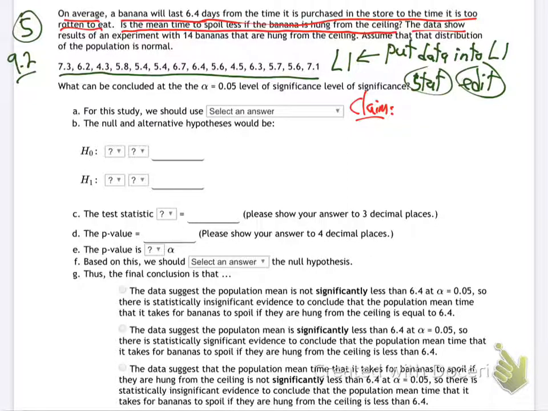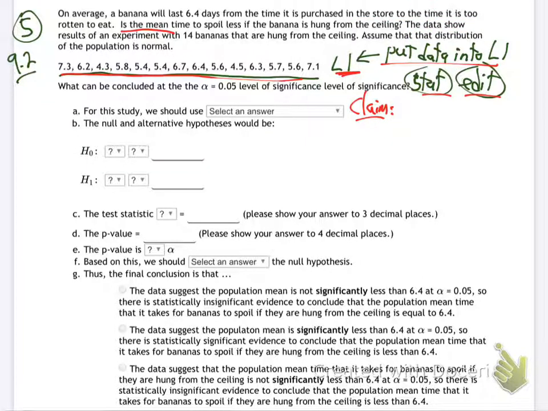The data show results of an experiment with 14 bananas that are hung from the ceiling. So here they are. So there's our data. Like I said, put all that in L1 with stat edit. Let's write out the claim now. What's being claimed in this problem?